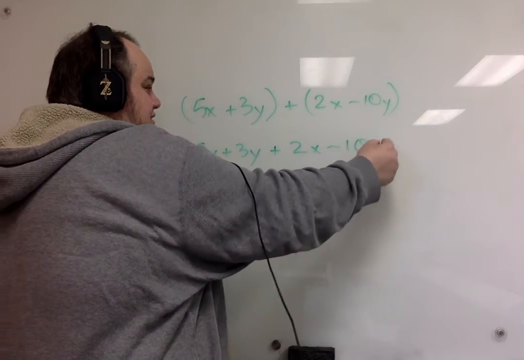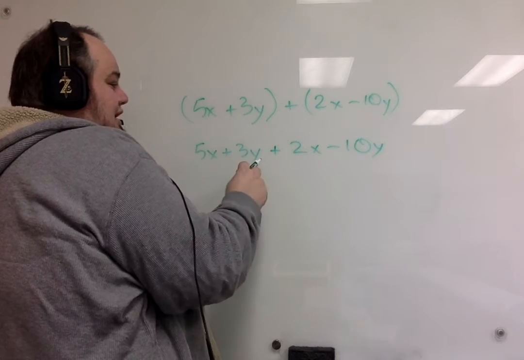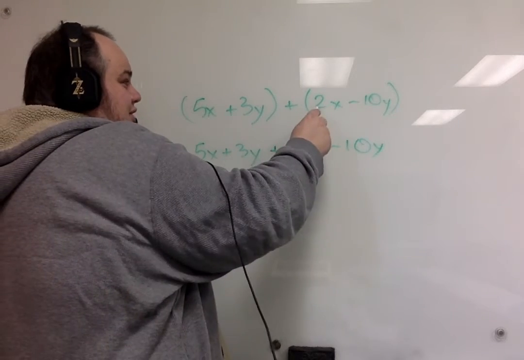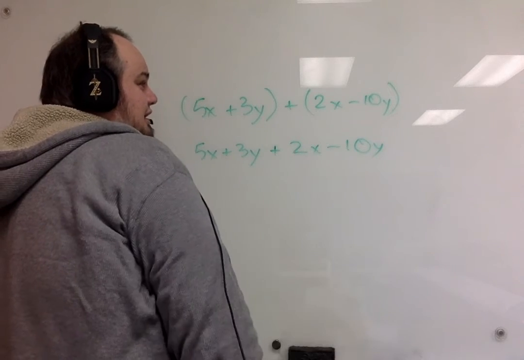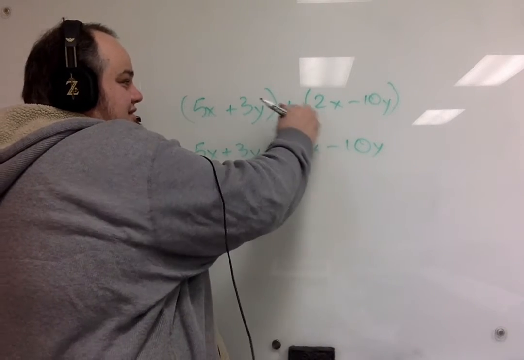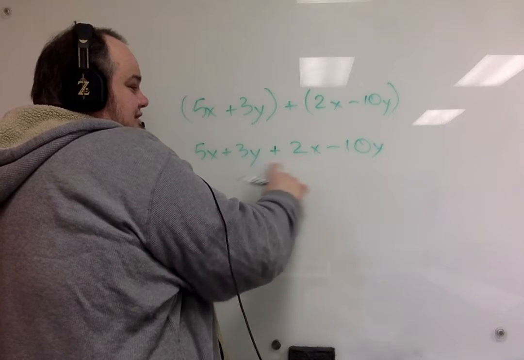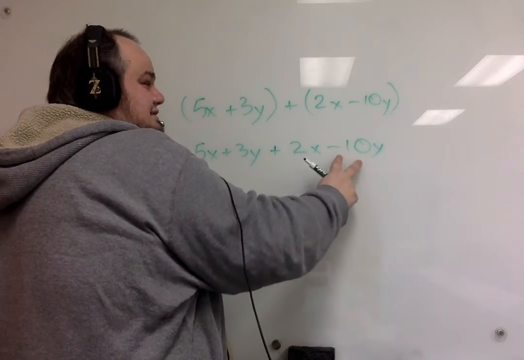So both of these examples, we had 5x plus 3y, still have that. Here we have 2x minus 10y, so we have plus 2x minus 10y. Notice, this one was positive inside the parentheses, still positive. This one said minus, still minus.